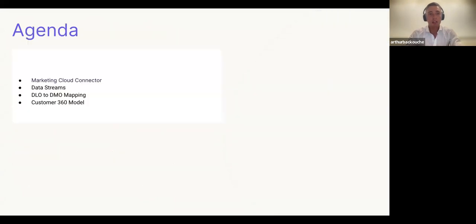So the first thing that we would like to talk about is the agenda. At first, we will talk about what a Marketing Cloud connector is, what the different data streams are, what a DLO and a DMO are, how we can map that, and what the Customer 360 model is. I think it's important to remember that this session is focused on Data Cloud for marketing, and this is the very first step to do when you start using Data Cloud and you want to pull data from Marketing Cloud. So let's jump into it.